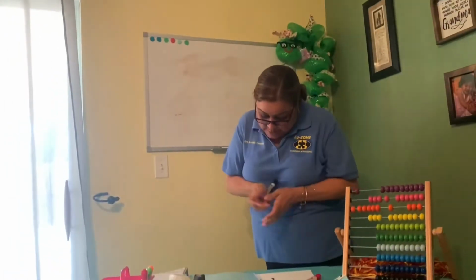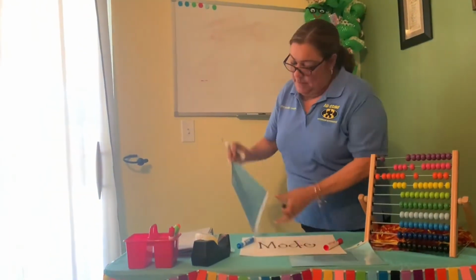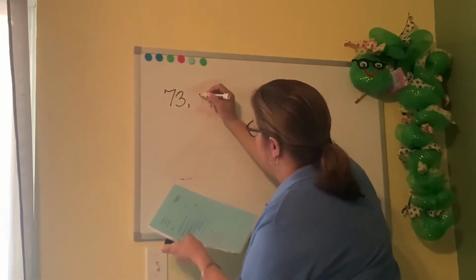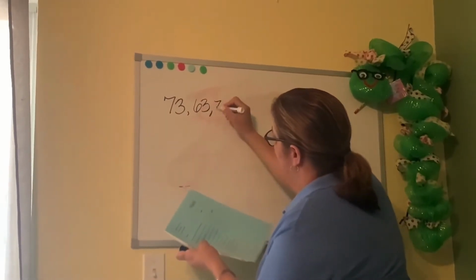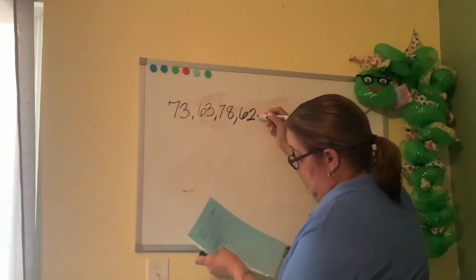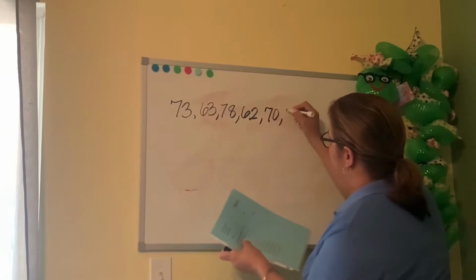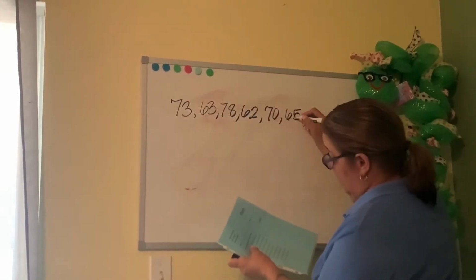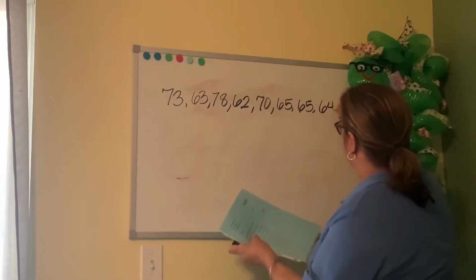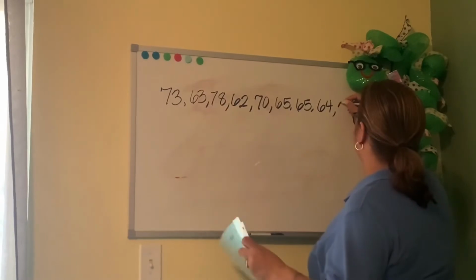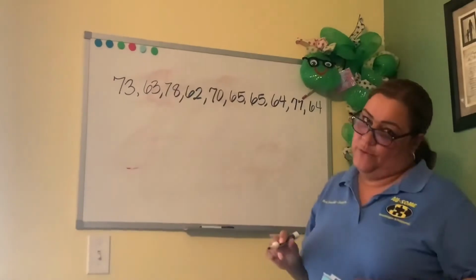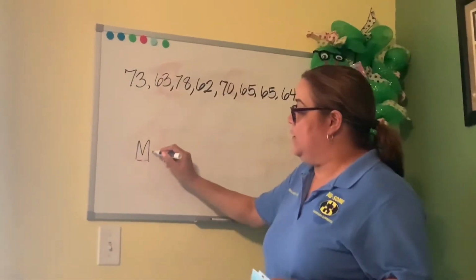The first one, this is my data set. These are my numbers: 73, 63, 78, 62, 70, 65, 65, 64, 77, and 64. Wow, there are a lot of numbers in that data set, but take your time.